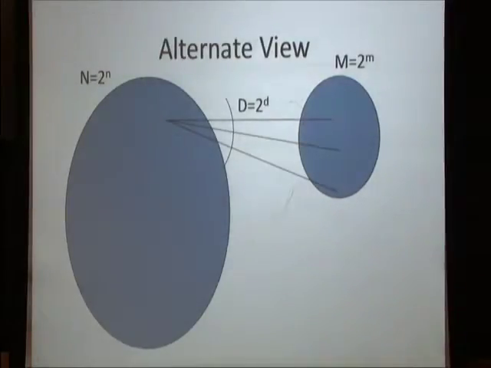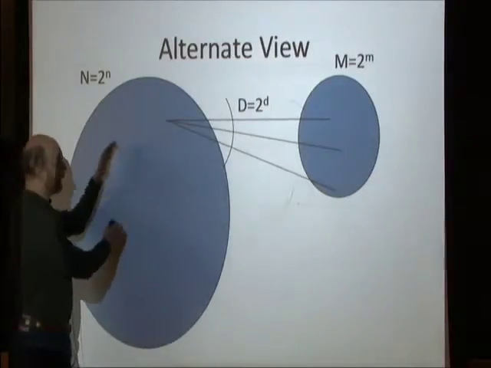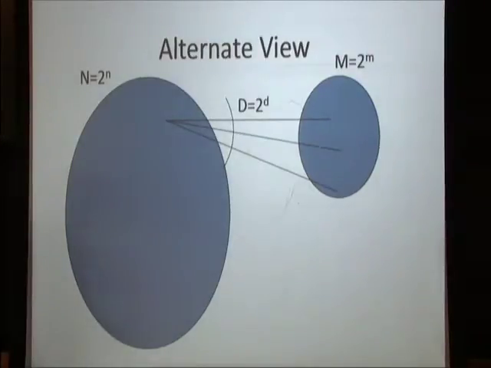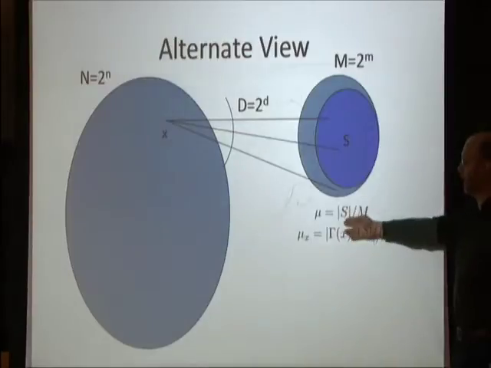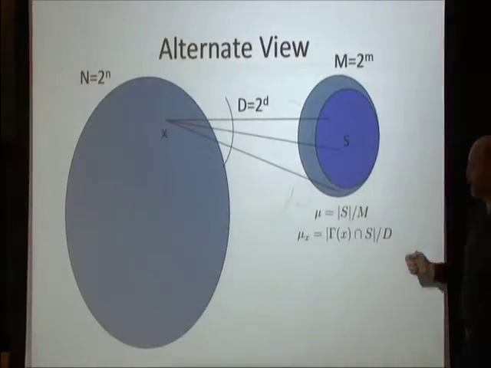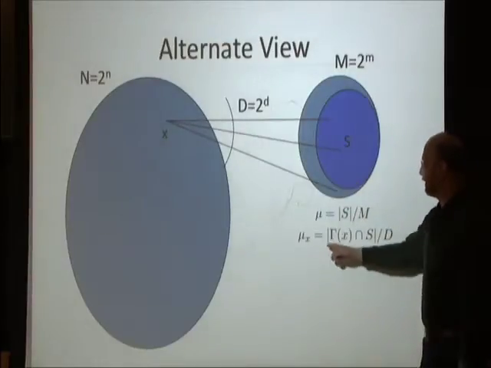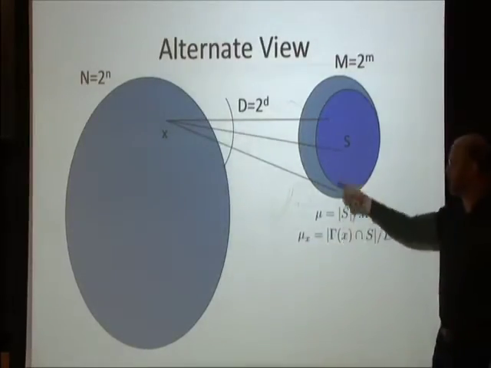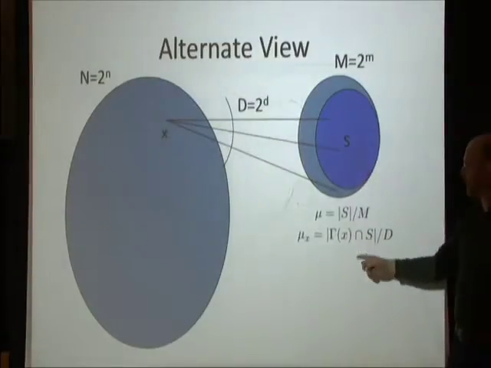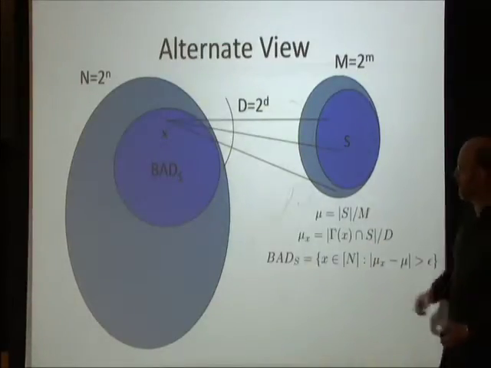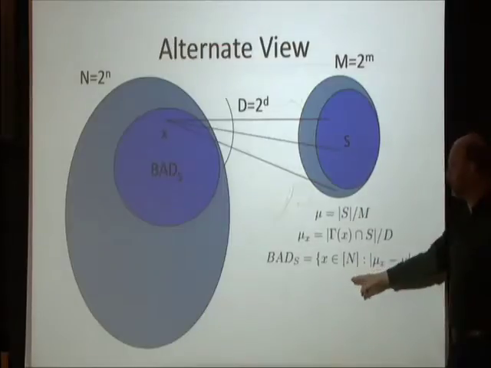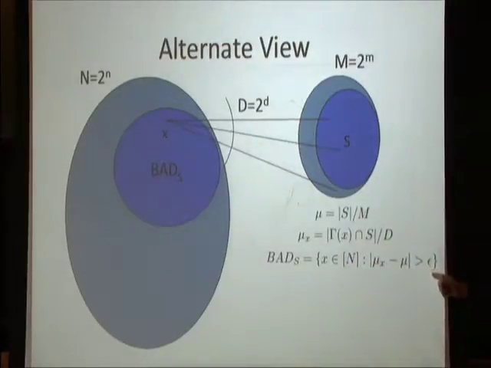Okay, so now let me tell you an alternate view of these extractors. The definition says to look at a set on the left and see how it does on the right. But there's an alternate view where we start on the right and see what happens on the left. So now we take some set S on the right. It has some density mu. This induces, for every vertex on the left, some estimate mu sub x, which is x's estimate of the density of S. It's the fraction of x's neighbors that lie in S. Now we could define the set bad sub S, which is the set of x for which its estimate is off by more than epsilon.